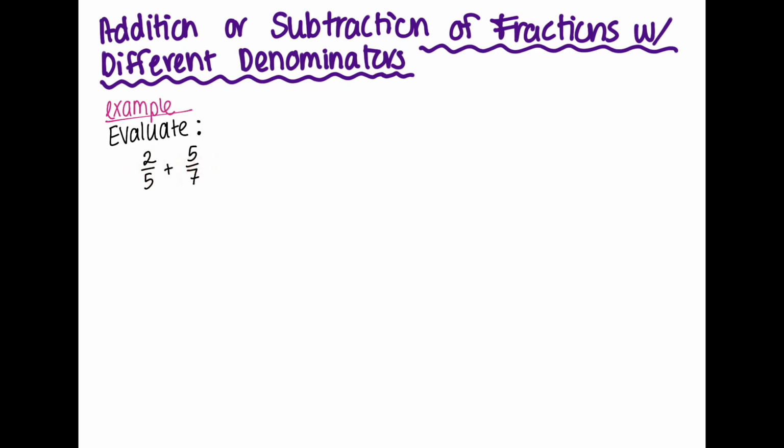They don't have the same denominator. We cannot just add straight across. We need to create the same denominator for both of these fractions. If I'm looking at 5 and 7, the LCD of 5 and 7 is 35. That means that we want the denominator on both of these fractions to be 35.